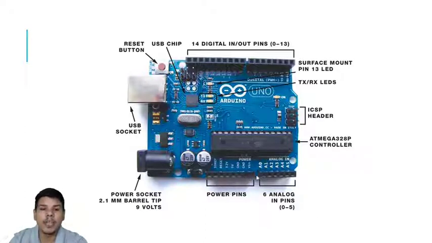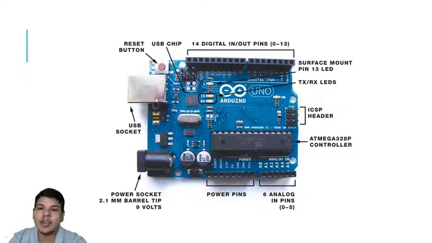By the Vin pin we can take the input voltage, whatever we give through the power socket, from 5 to 12 volts. Next to the power socket we have a USB TTL port, by which we can upload the program to the Arduino Uno from the computer. So this is our programming port.